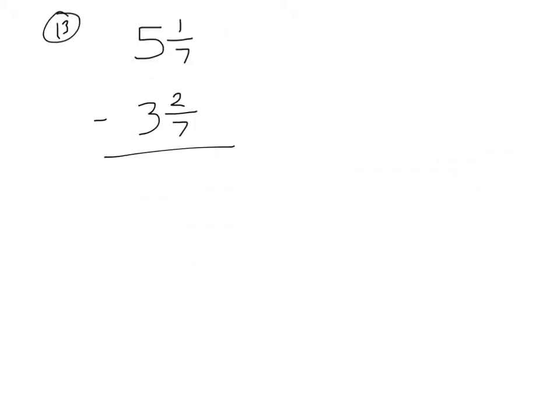I'm jumping down to number 13 now because of the mixed numbers and that we're going to have to borrow. If I look here, I already have common denominators, which is nice, but I can't subtract 1 minus 2 and get a whole number. So I need to borrow, and I'm borrowing 1 whole. And then remember, that's the same thing as 7/7. So I can add 7/7 and 1/7 and get 8/7.